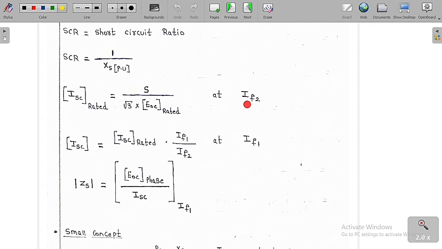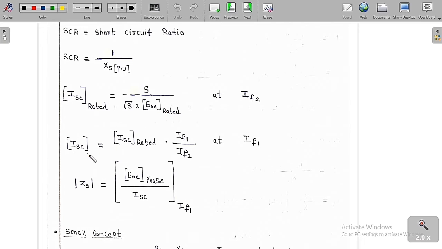See, at IF2 you are going to get the ISC rated, the short circuit, or you can say the rated armature short circuit current, which is equal to S by root 3 into EOC rated. So therefore ISC rated is nothing but S by root 3 into EOC rated. S is equal to root 3 into VL into IL. So we have to use the rated values of these two. These things we can easily get from the IF1.